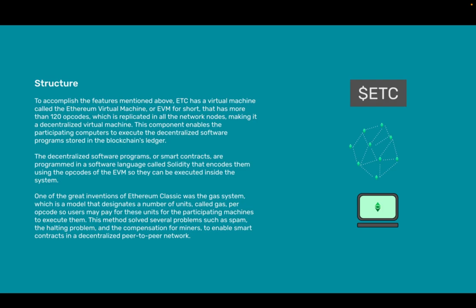One of the great inventions of Ethereum Classic was the gas system, which is a model that designates a number of units called gas per opcode, so users may pay for these units for the participating machines to execute them. This method solved several problems such as spam, the halting problem, and the compensation for miners to enable smart contracts in a decentralized peer-to-peer network.